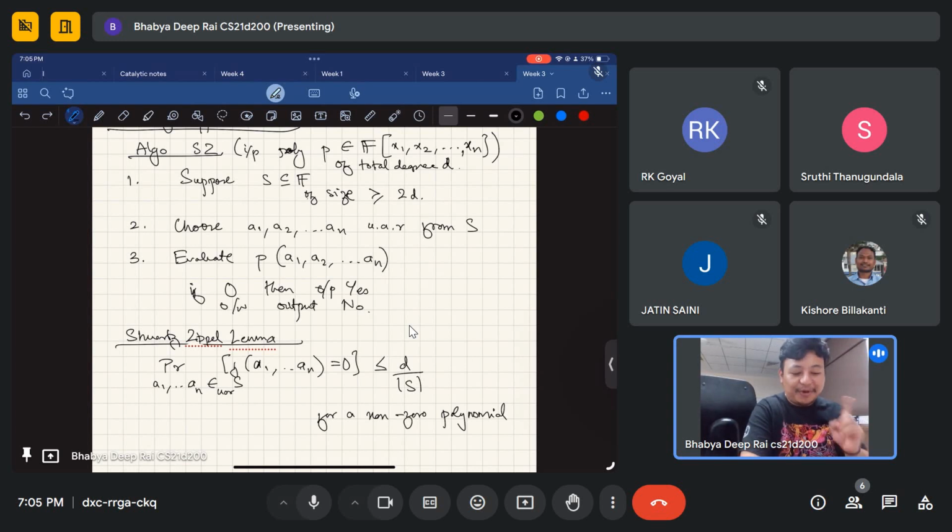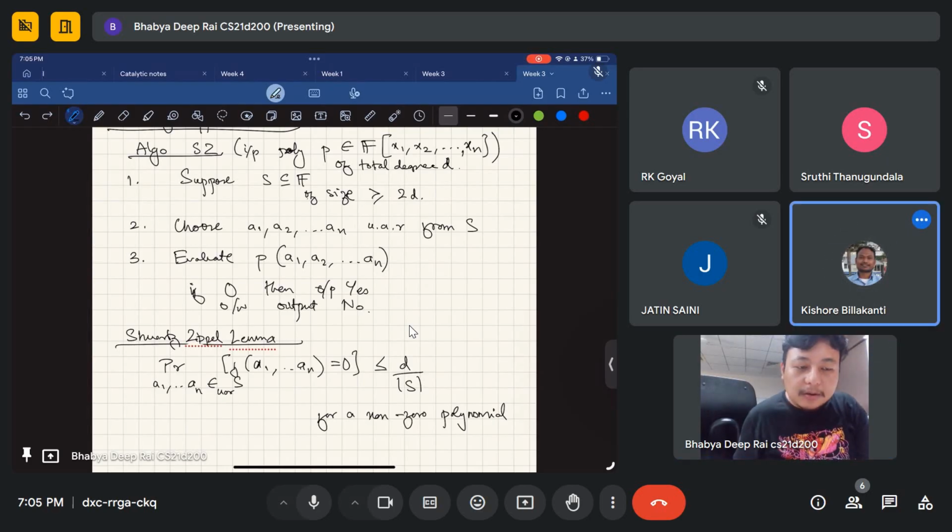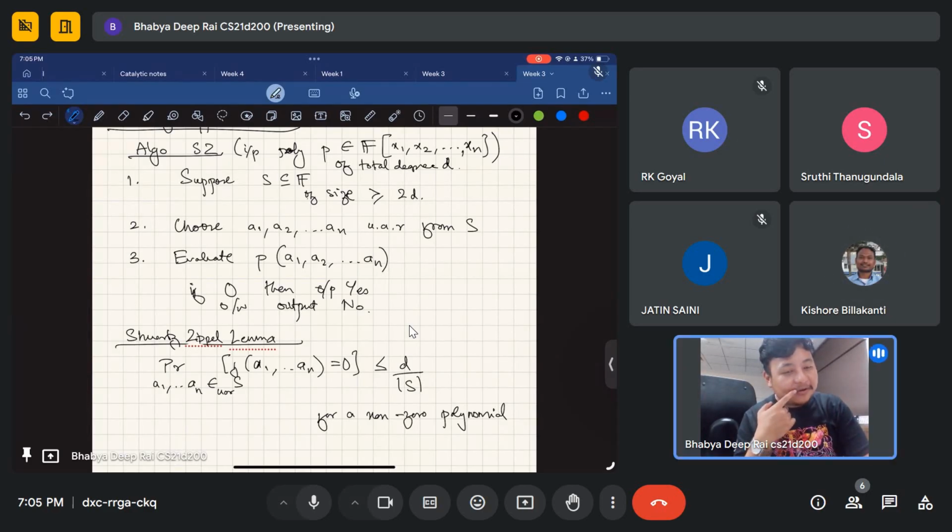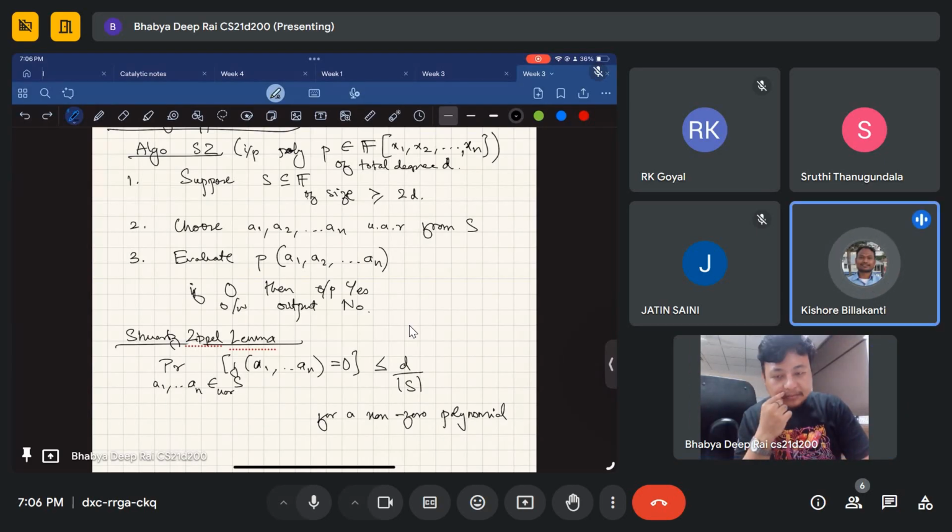Okay, it says the probability that. What about the probability of the algorithm when it's a zero polynomial? Maybe it varies from 0 to 1, the probabilities. For a non-zero polynomial, the probability varies from 0 to 1, maybe like 0.1, 0.2, 0.3, till the extreme point. For the non-zero polynomial, it's fine. They say it's at most d by s, the degree divided by the size of the set you choose. The fraction itself gives the fractional probability from 0 to 1.